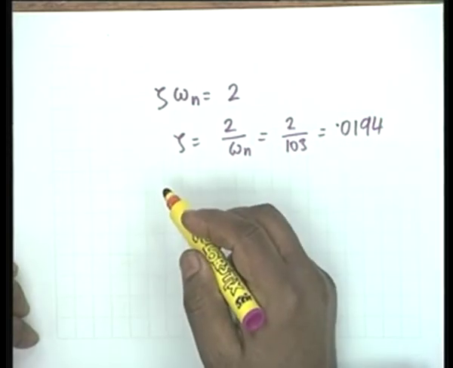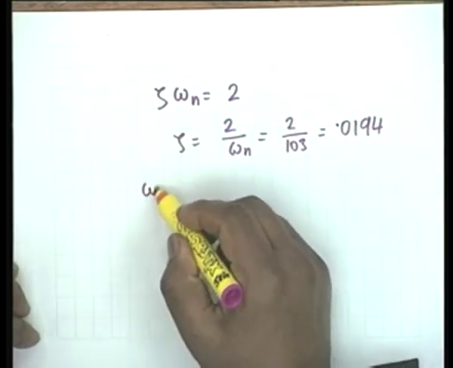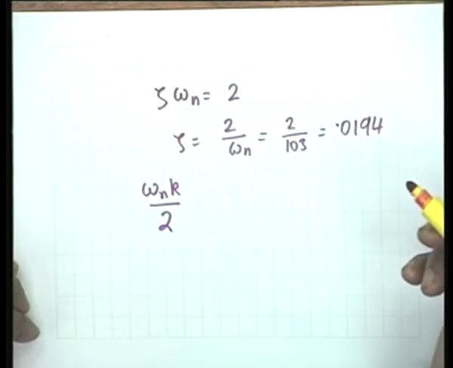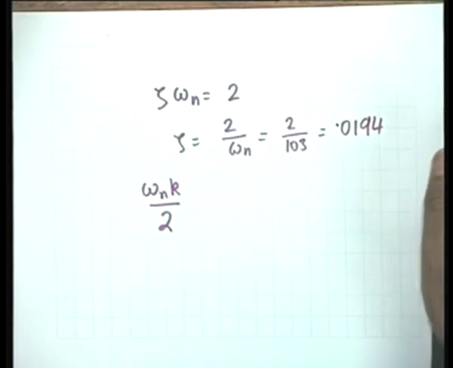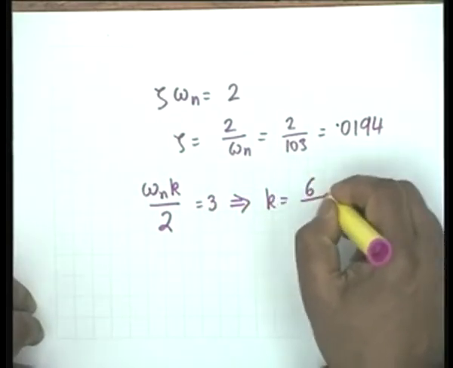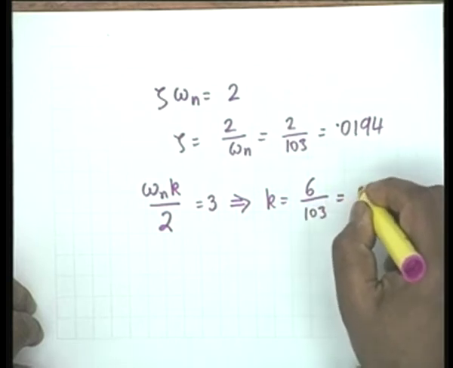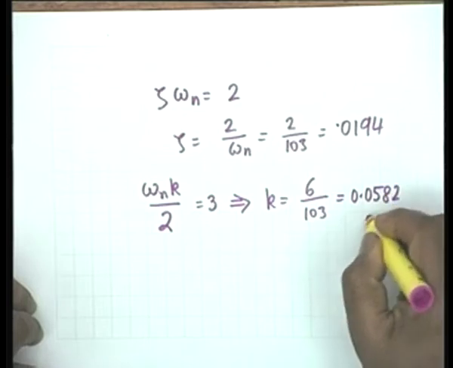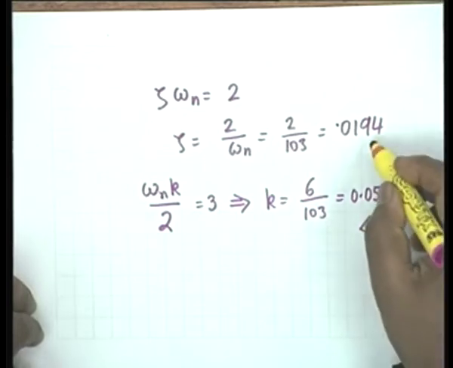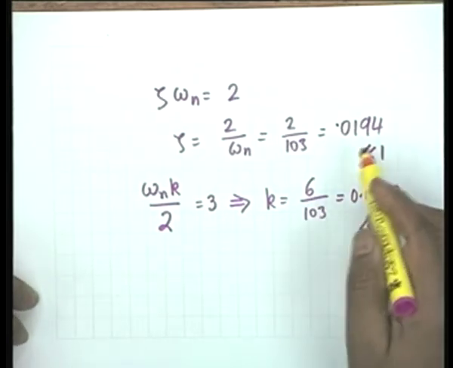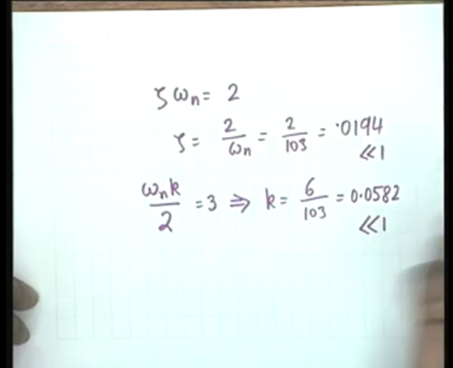We also need the value of k. K is specifically asked for and we know omega n k by 2 should be this distance 3. Okay. This is equal to 3, therefore k equals 6 divided by 103 and this is 0.0582, which indeed is much less than 1. This is also much less than 1 by 50. Okay. So zeta squared would be much less than unity.